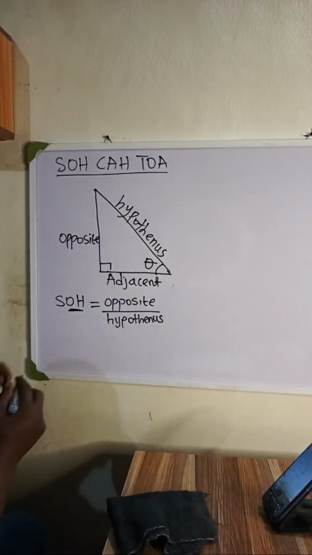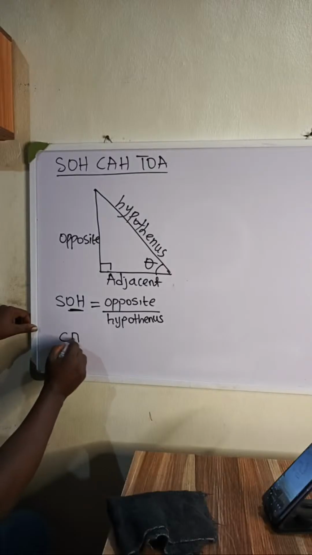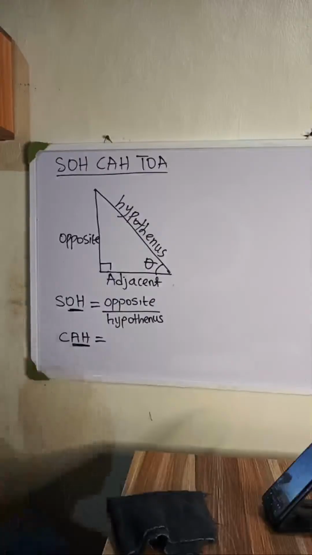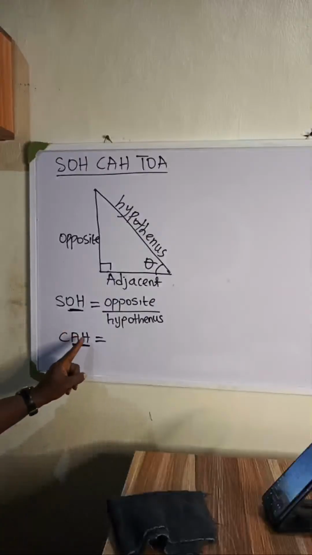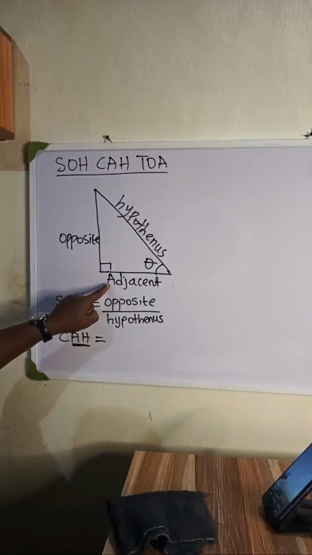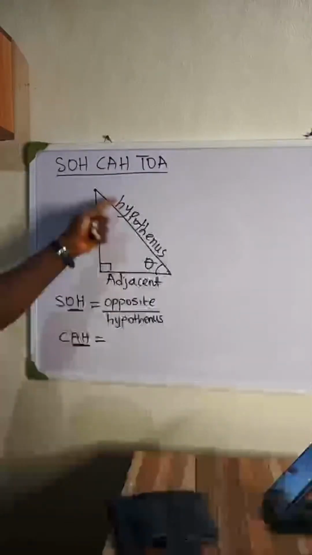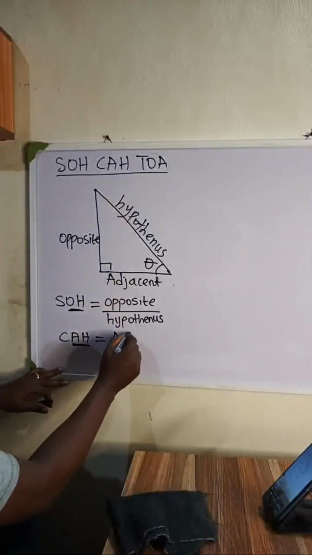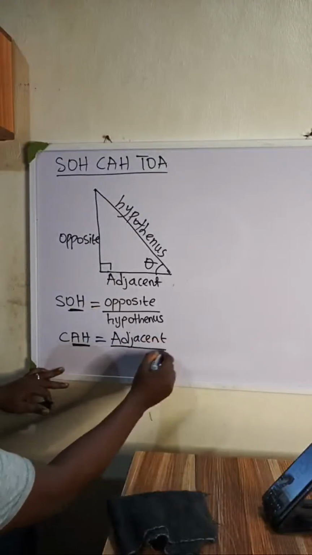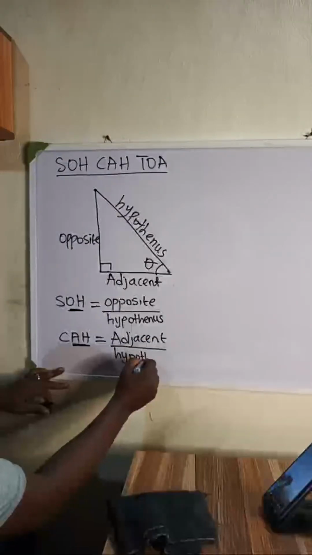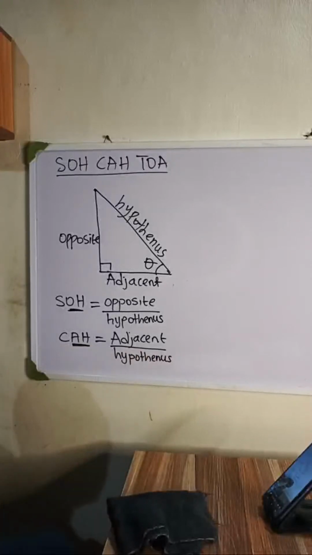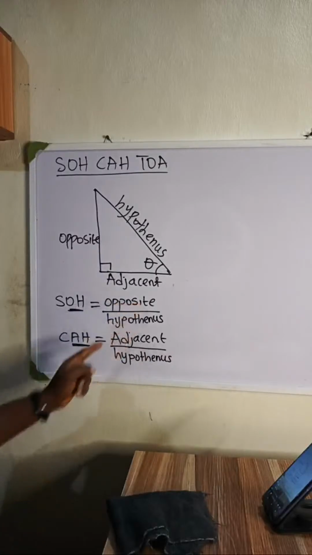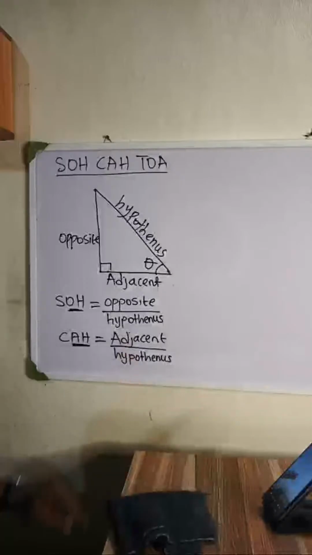Next, we have CAH. We look at these two letters again. We have A and H. Looking here, A is adjacent, H is hypotenuse. That means CAH represents adjacent over hypotenuse. Adjacent over hypotenuse. So we have seen that SOH is opposite over hypotenuse, CAH is adjacent over hypotenuse.